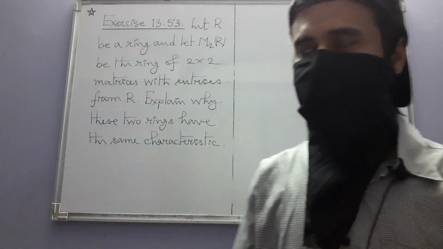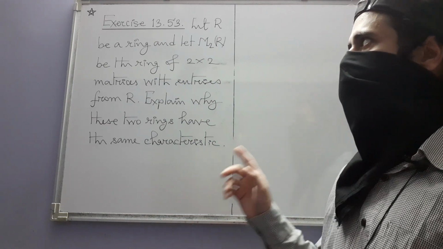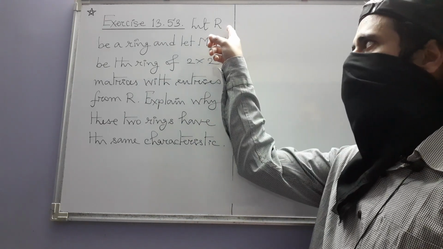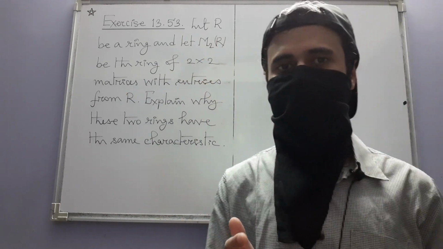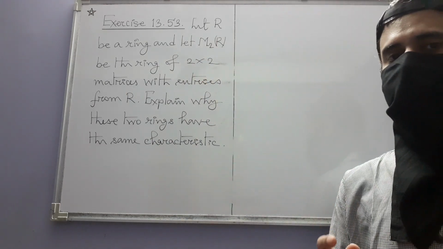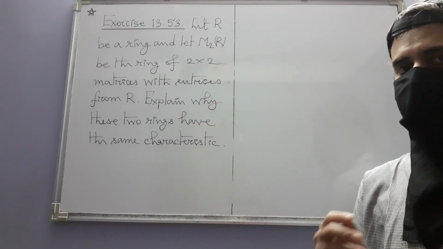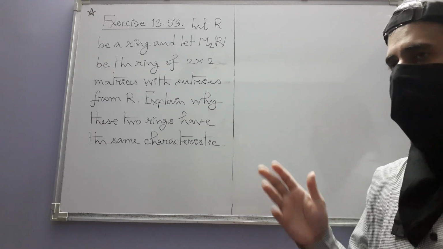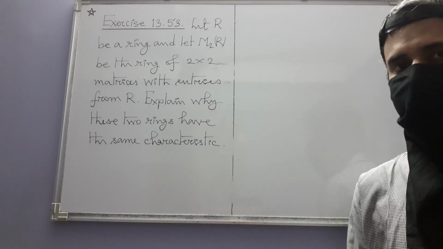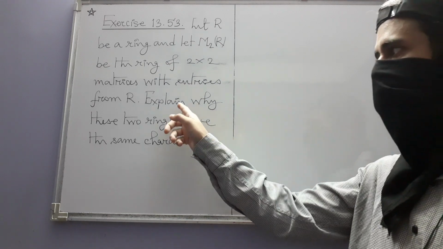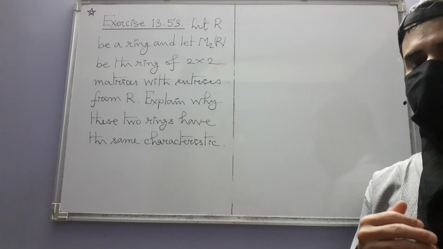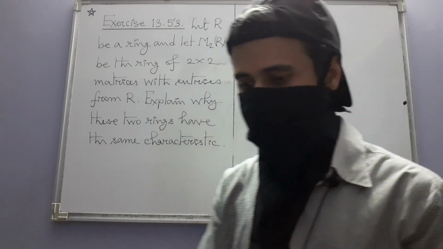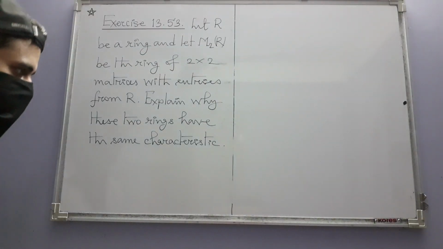Okay, so let us now see this one. Here we are given a ring R and M2(R), which denotes the ring of all 2 by 2 matrices where the entries are coming from R, and the operations of course are matrix addition and multiplication. We have to explain why these two rings, R and M2(R), have the same characteristic. Okay, so let's see the solution.